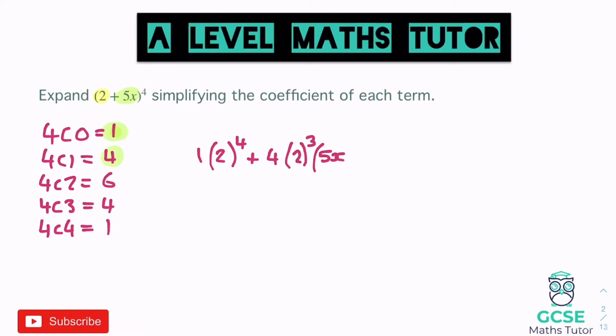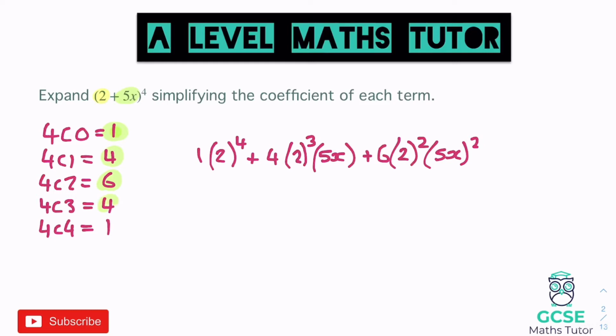So 1 lot of the 5x. I won't write the power of 1 this time, but we've got 1 lot of that. Then on our next line, we've got 6 lots of this next one. So we have 6 lots of, and we've got 2 being reduced to a squared, and 5x increasing to a power of 2. There we go. And on to our next one.